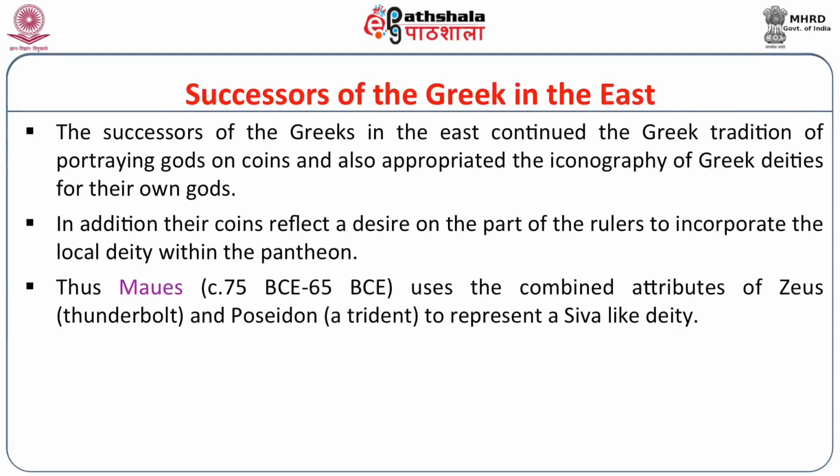Maues was a very important ruler who ruled in the Taxila region, and he actually combined the represented attributes of Zeus, that is the thunderbolt, and Poseidon, a trident, to represent a Shiva-like deity. So we have in his coins on the reverse the representation of Poseidon, who is actually similar to Shiva.